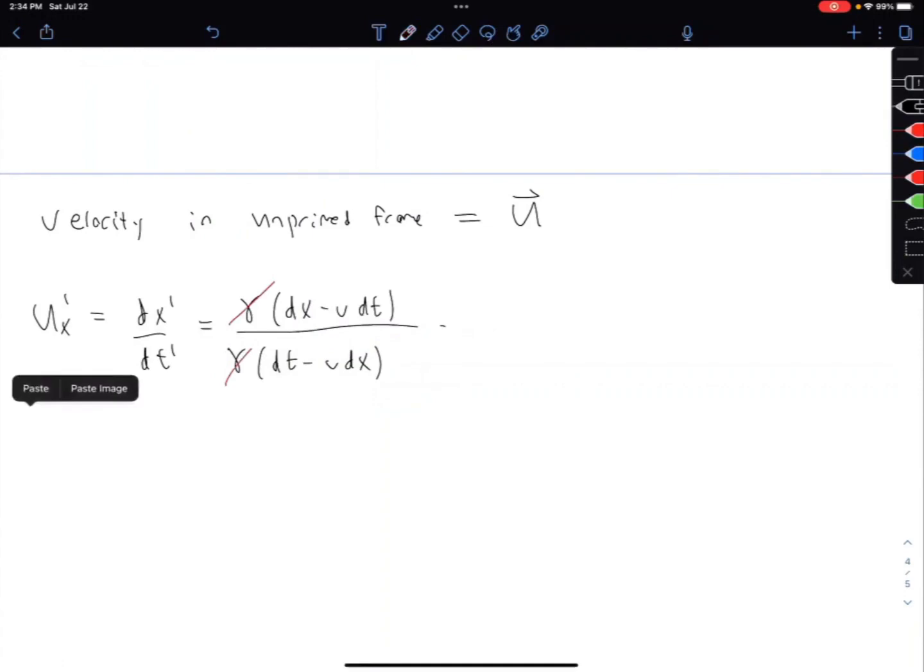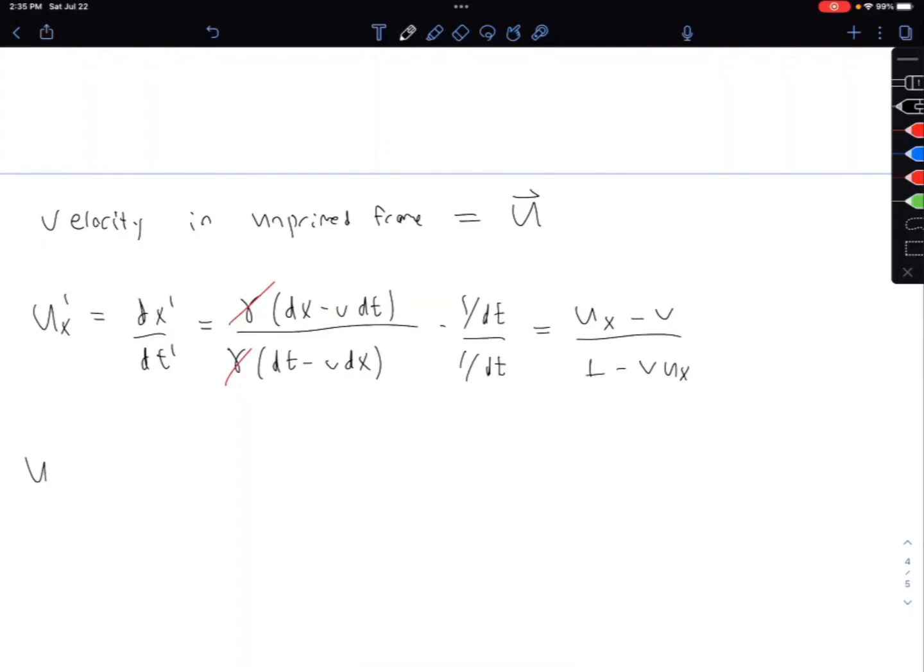Then I can multiply this by 1 over dt, by 1 over dt. And then I'll get dx over dt in the first term, which will be ux, and then I'll get minus v, and then I will get 1 minus v ux. Okay, and then you just do the exact same thing for the other components, and I'll spare you the algebra. You can find that this is going to be uy over 1 minus uxv, and uz prime is going to be uz over 1 minus uxv as well.